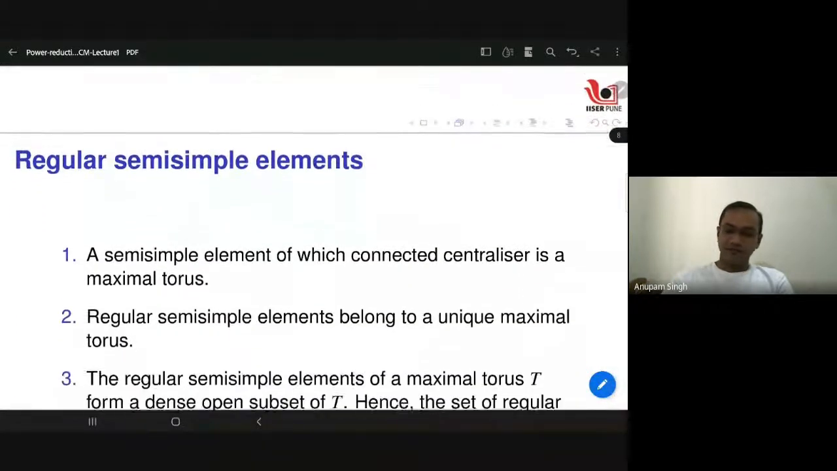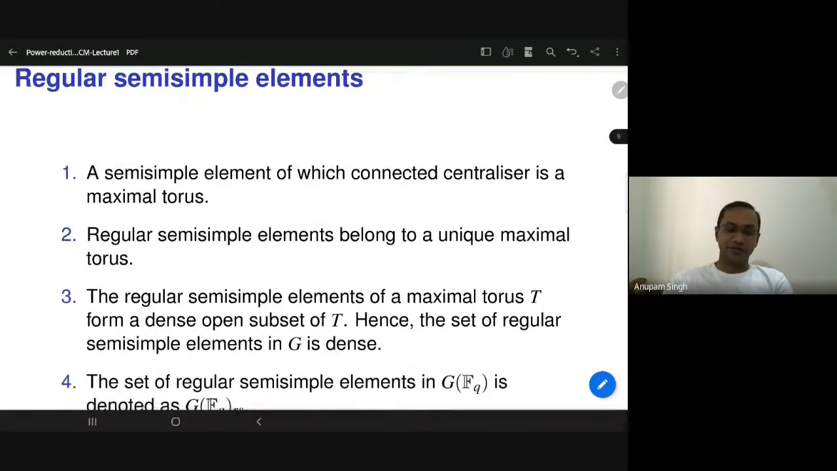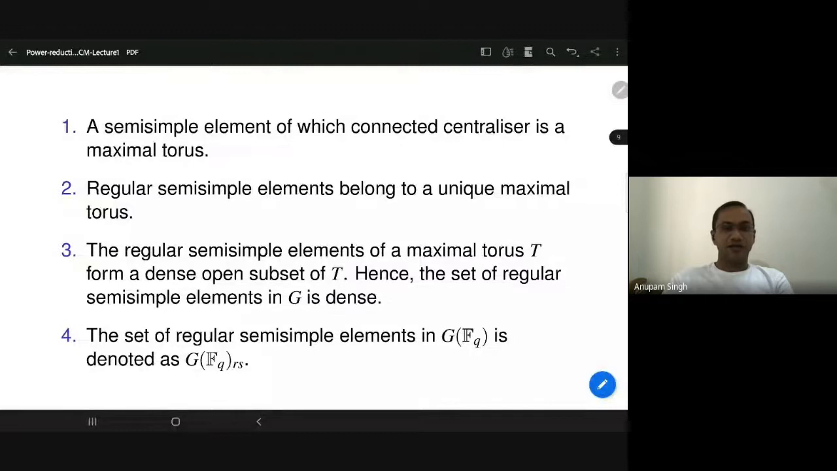Okay. Then we also have regular semi-simple elements. These are regular elements, but the ones which are semi-simple. So we can simplify the definition in this case. A semi-simple element whose connected centralizer is a maximal torus is a regular semi-simple element. This is the definition. The first one is the definition for a regular semi-simple element. And why are regular semi-simple elements more interesting? In fact, I will work with regular semi-simple elements later. And this is the reason, the second one is the reason.